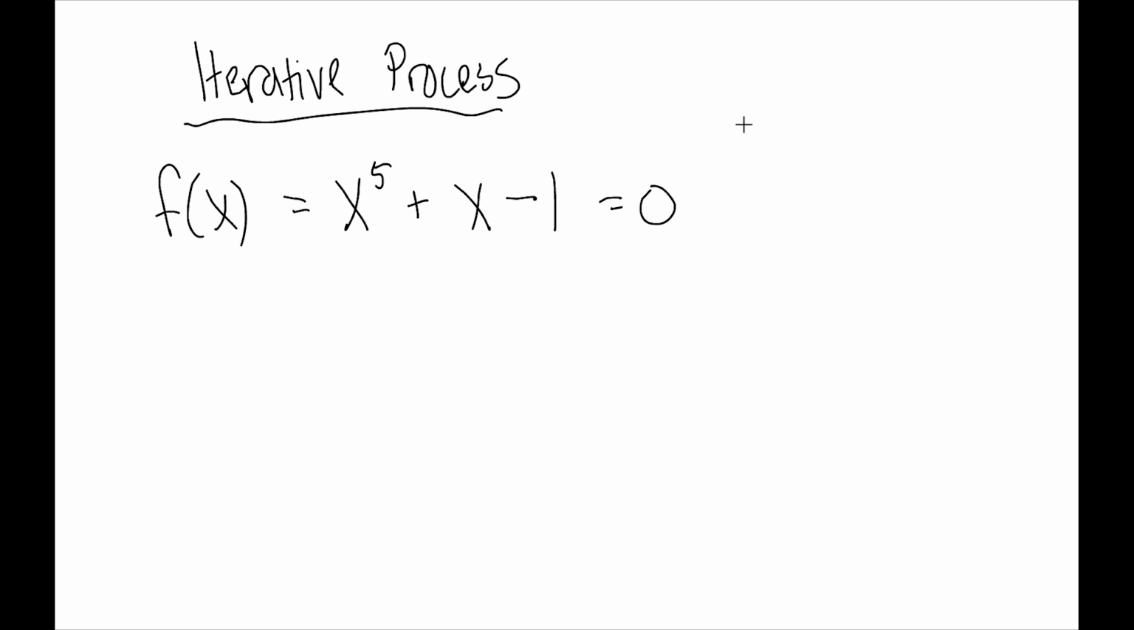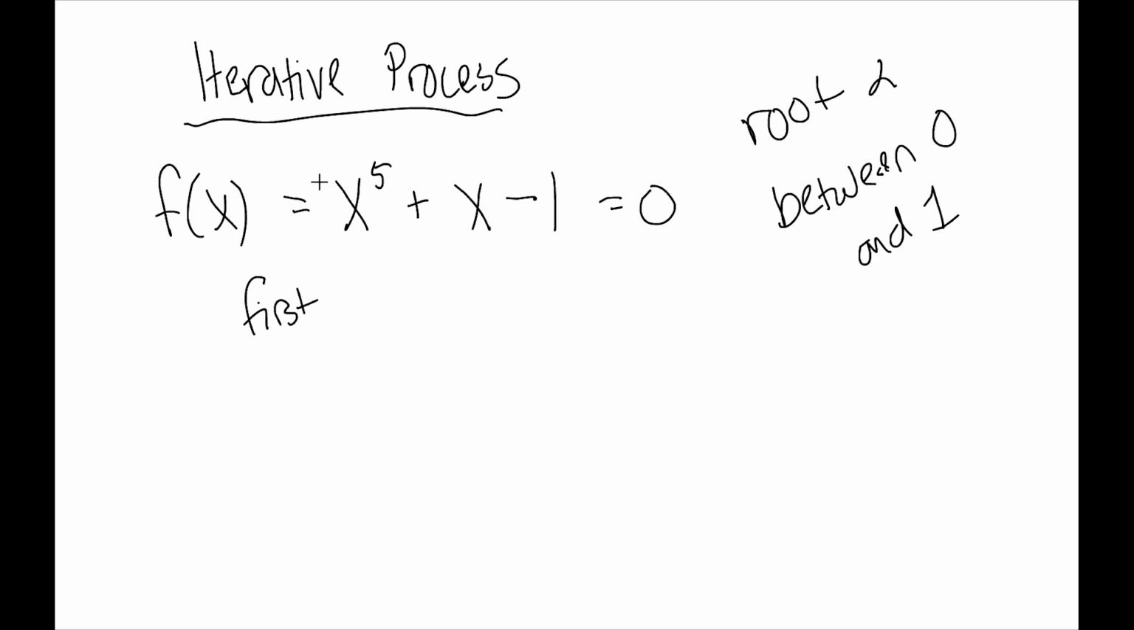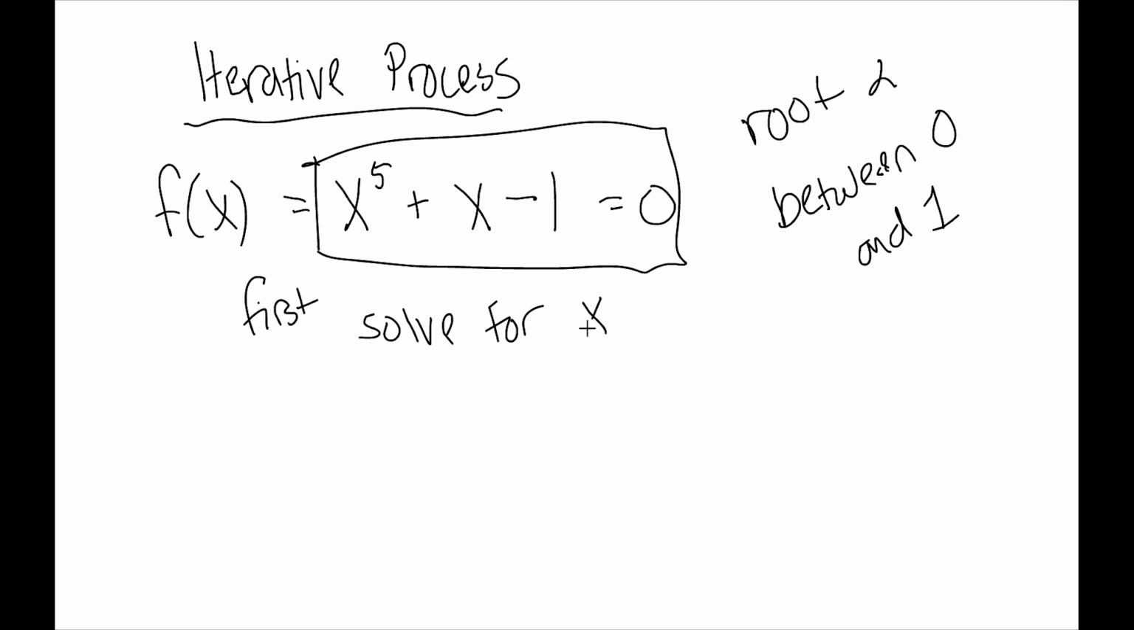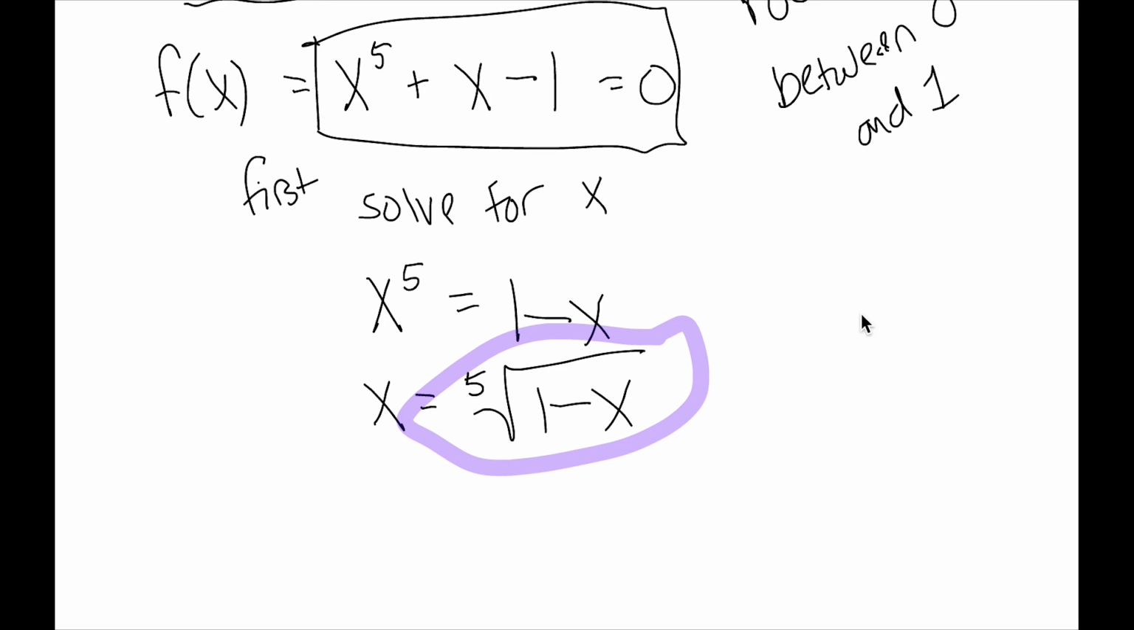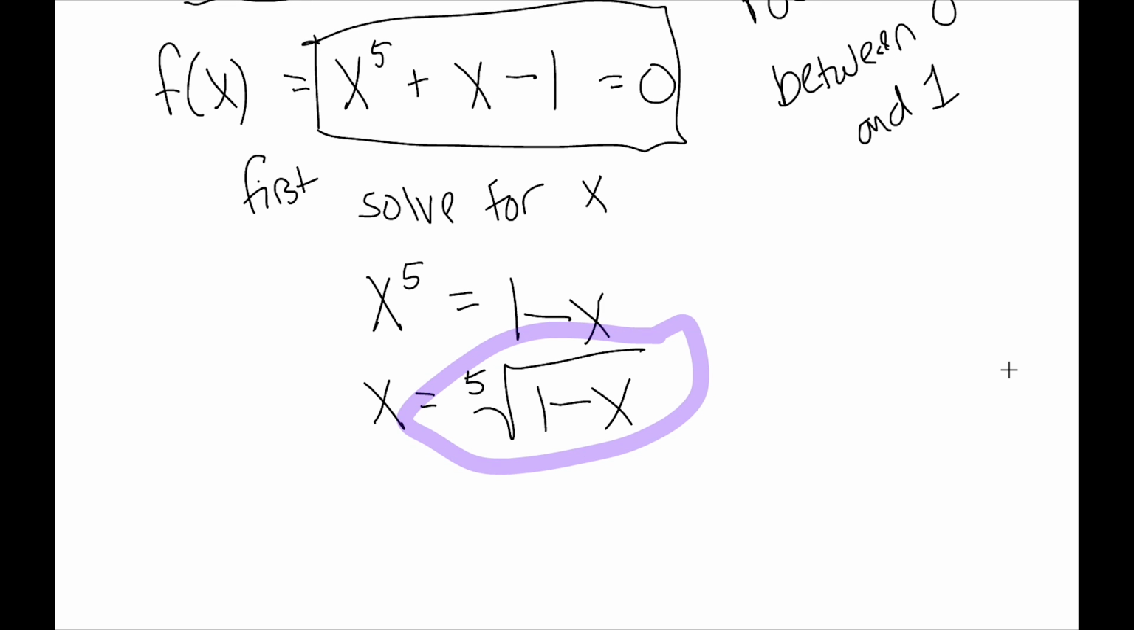We're going to find that there's a root alpha between 0 and 1. So first, we need to solve this for x. So x to the fifth equals 1 minus x, and then x is the fifth root of 1 minus x. This is important because we're going to keep using this during the iterative process.